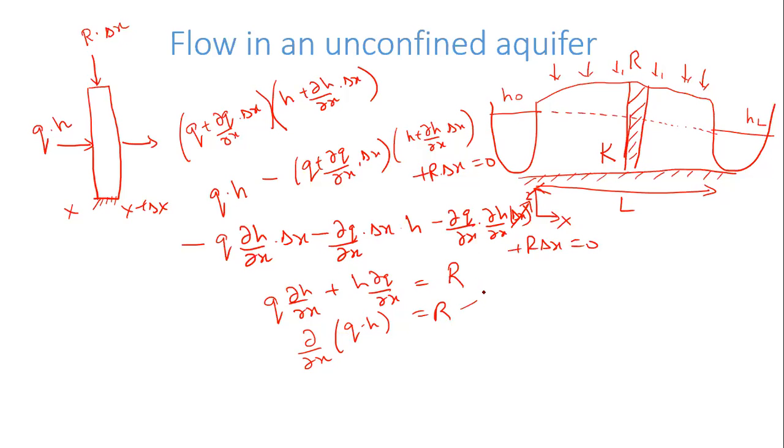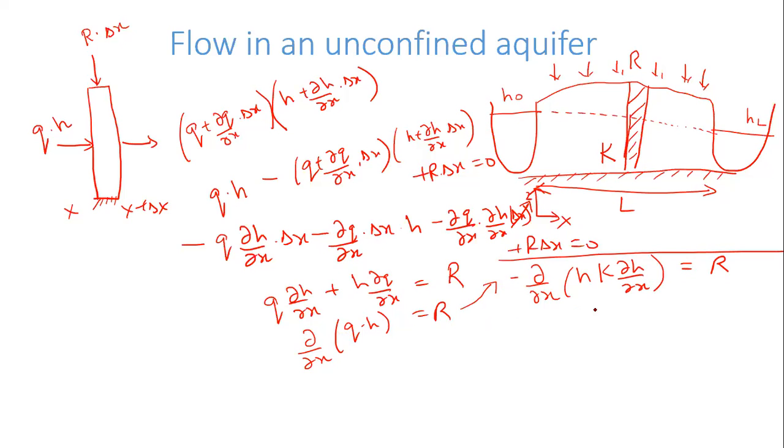Yeah, so in the interest of space, let me try to squeeze it in over here. So this will be ∂/∂x of h. I'll take the minus sign out because q is minus K ∂h/∂x, right? So I've taken the minus sign out, equal to R. So far, no issues, I hope.